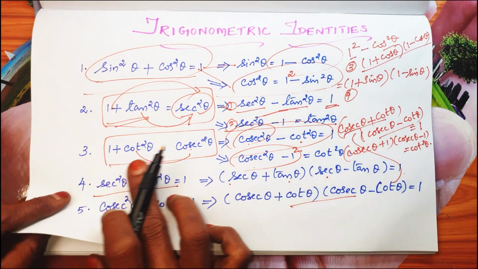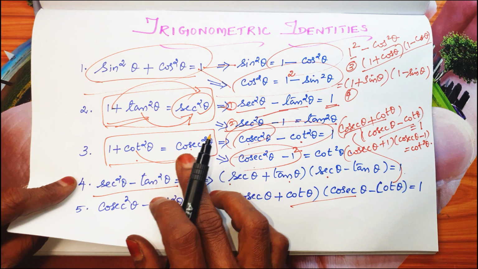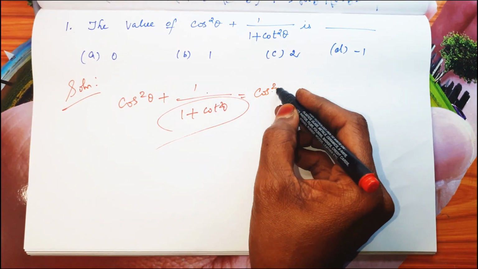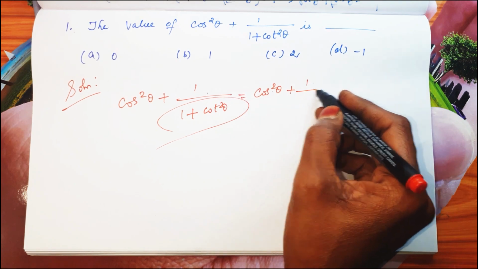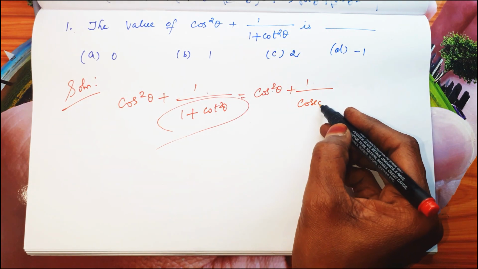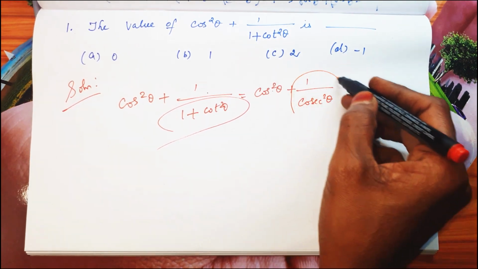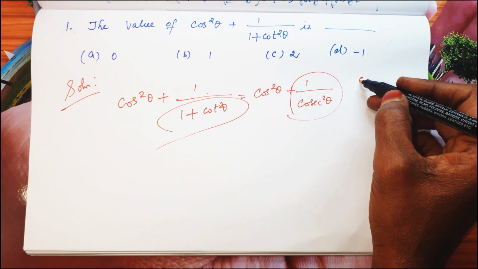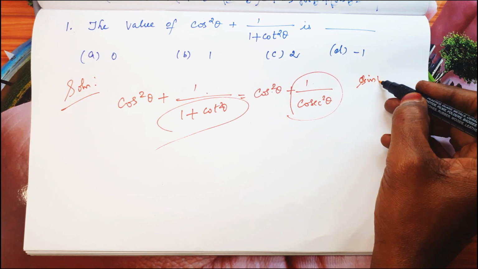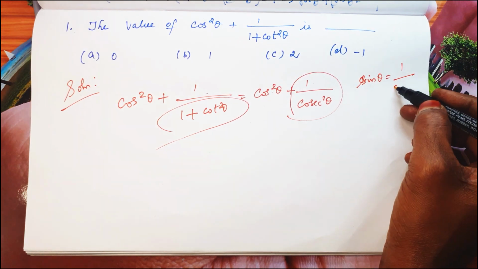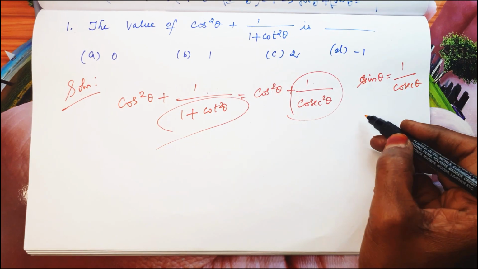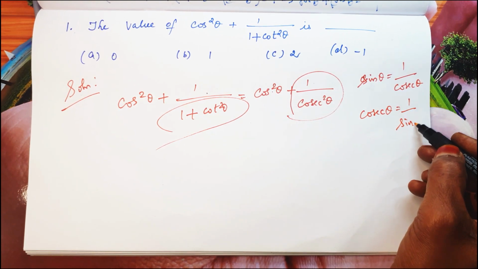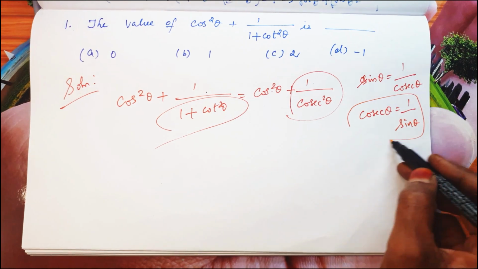1 plus cot square theta is cosecant square theta. So we are going to substitute that. Cos square theta plus 1 by cosecant square theta. We know that sin theta is equal to 1 by cosecant theta, or cosecant theta equal to 1 by sin theta. So both are inverse to each other.